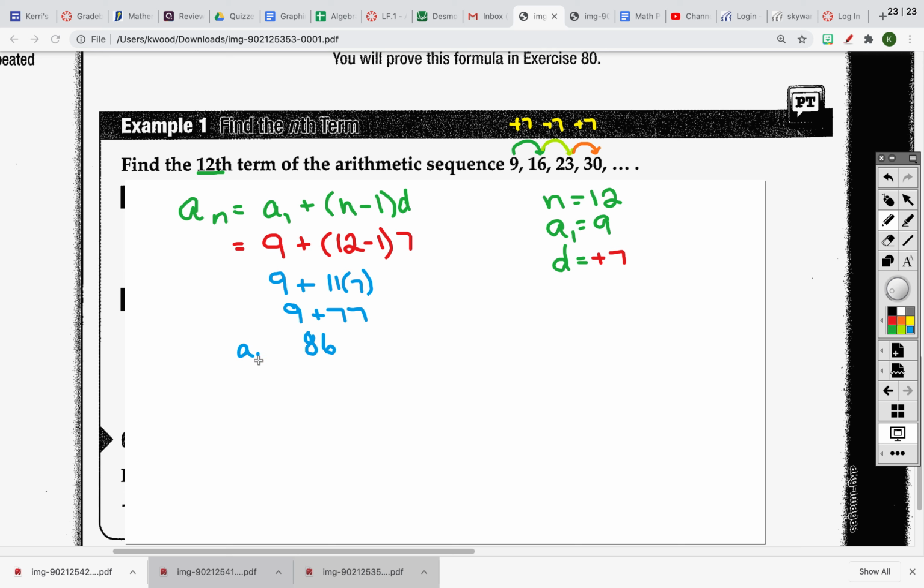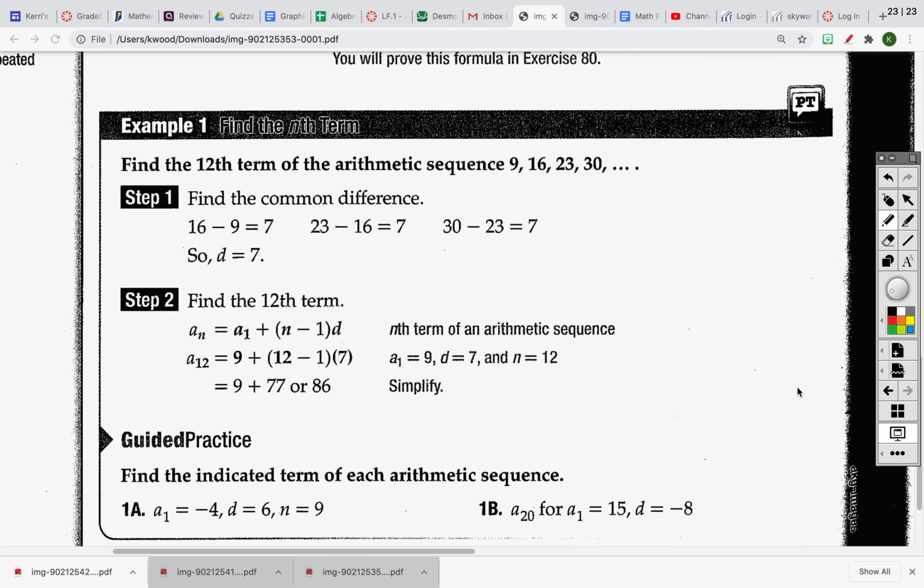A sub n is equal to 86. Now you could just continue to add 7 twelve times. I think that may be a little bit longer than we would expect.